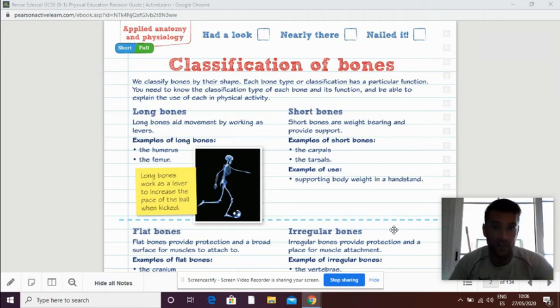So if you look on the page now you can see we have 4 classifications of bones that you will learn at GCSE level. And they've got a particular function as well. The first type we're going to look at are long bones.